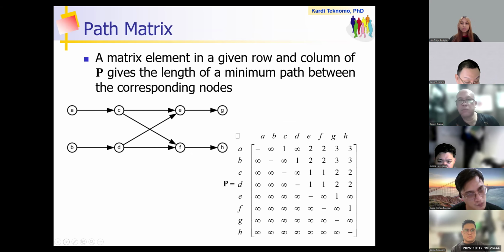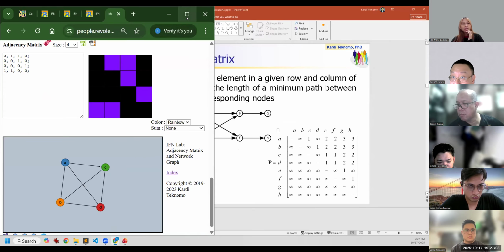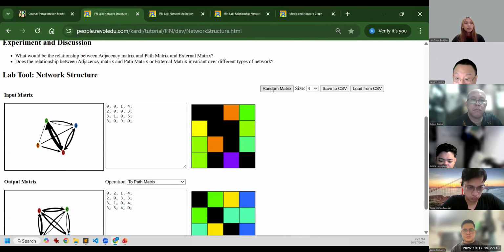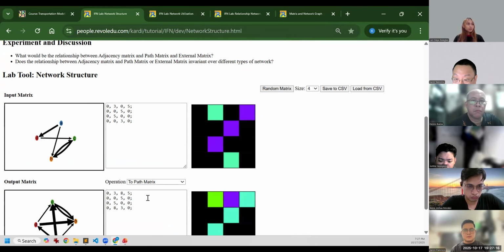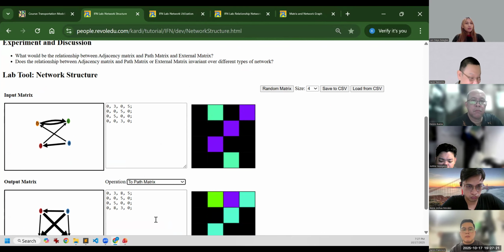Okay, so I have developed the program lab for you. You go to the model lab of network structure, so you can get the path matrix automatically. So let's see. I will randomize the matrix here. Can you see? And I can get the path matrix. How to get the path matrix? I just put it there.